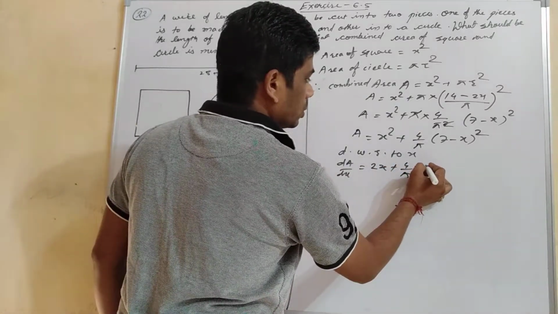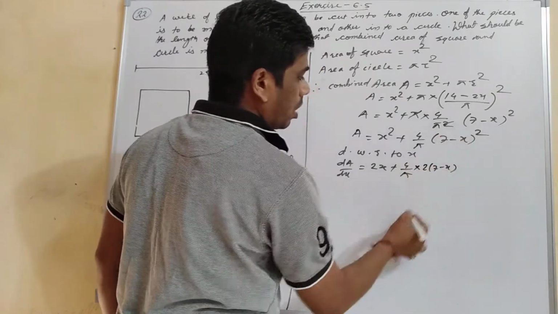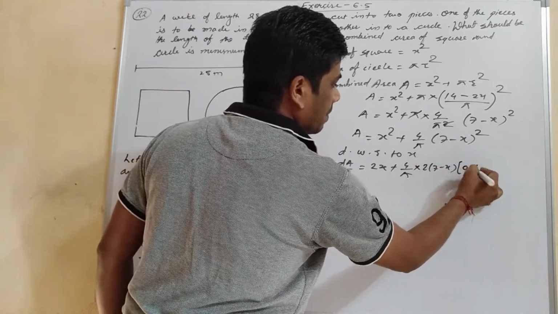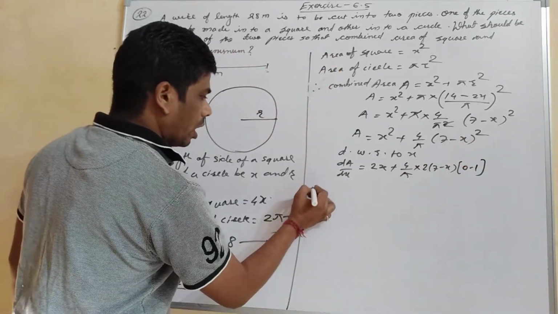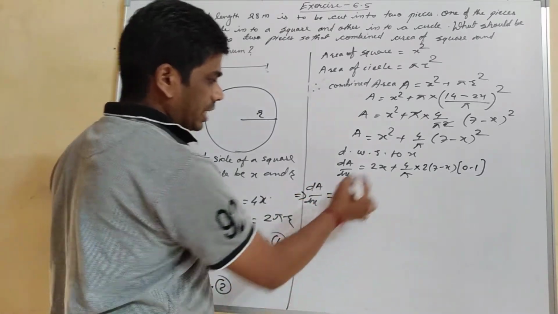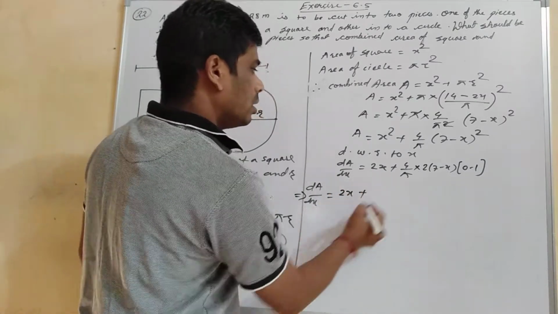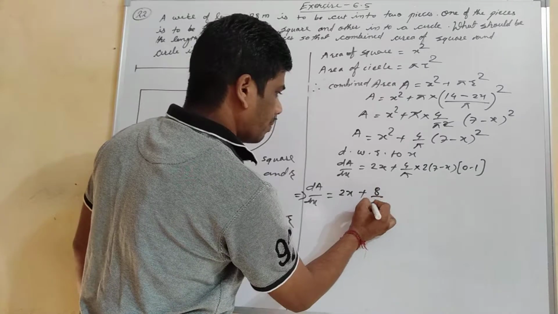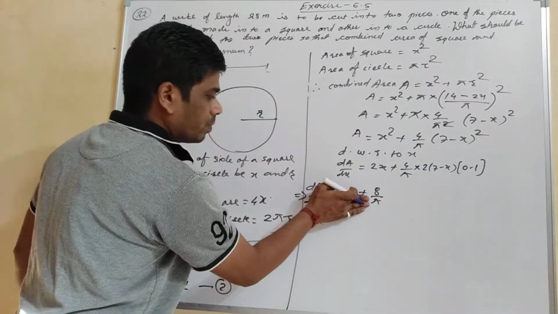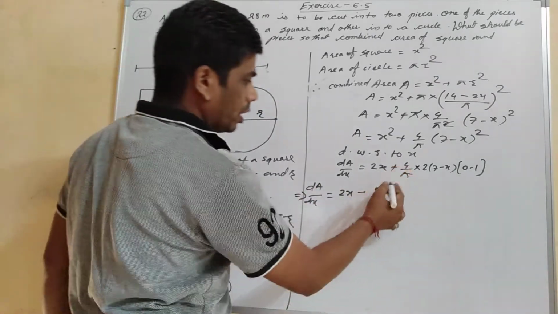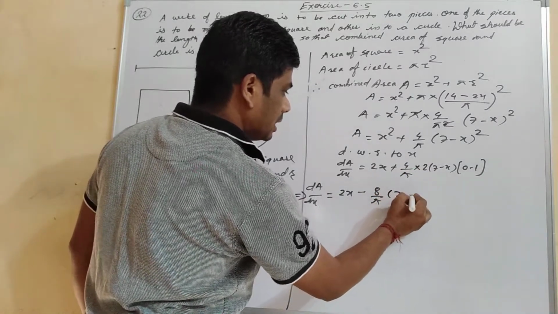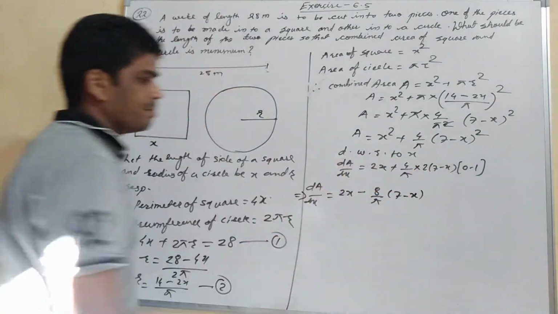This will be 2 times (7 minus x), and the derivative of this bracket will be: the derivative of 7 is 0, and the derivative of minus x is minus 1. Which means dA/dx equals 2x plus 4 twos are 8 upon pi, and plus 0 minus 1, it will be minus 1, minus 1 into plus it will be negative. So what you got here is 8 upon pi times (7 minus x), because we multiply by minus 1.